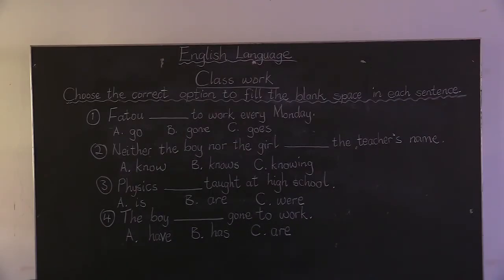So, sentence 2 says, neither the boy nor the girl dash the teacher's name. So we have option A, no, B, knows, and C, knowing. So which of these three options is the correct one? Option B, which is knows, is the correct one. We said neither the boy nor the girl knows the teacher's name.